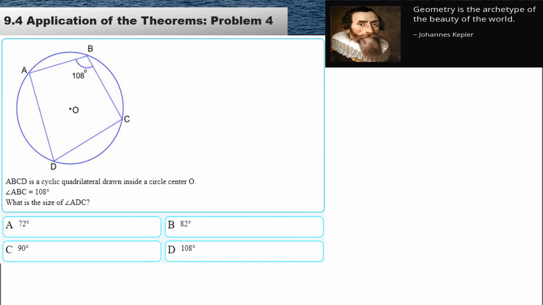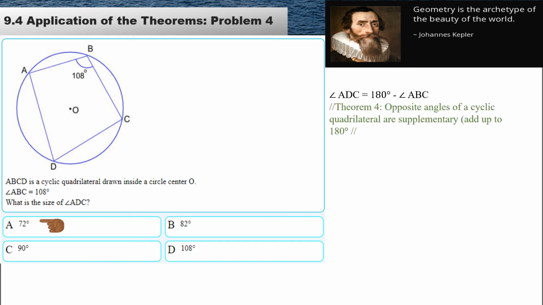Okay, congratulations to those that got this right, because the answer is A. And for those of us that just want to enjoy the show, let's see the explanation for why 72 degrees is the size of angle ADC. Well, ADC is 180 minus angle ABC. Why can I say that? Because of theorem 4, which says the opposite angles, and more specifically the diagonally opposite angles, B and D, angle B and D are opposite angles of a cyclic quadrilateral.